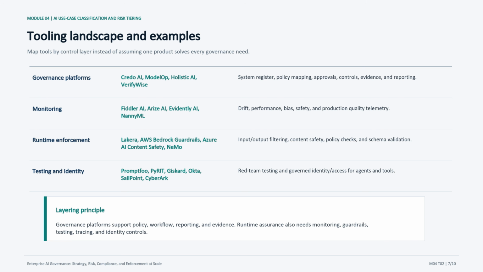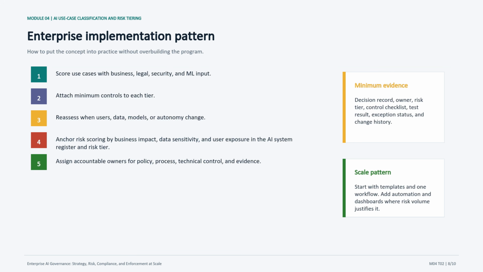Then choose tools that make that operating model easier to execute. With the tool landscape in view, the next question is implementation. What do we actually do first, and how do we avoid overbuilding? This slide is the move from design to execution.